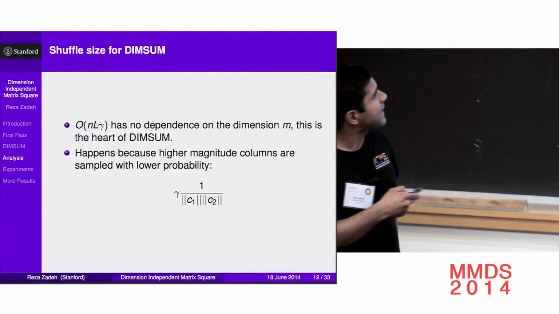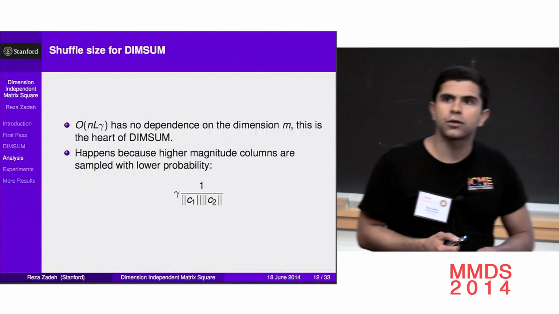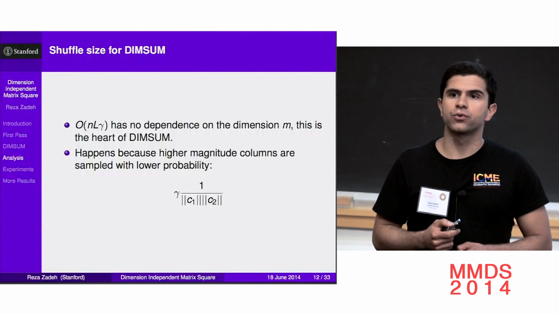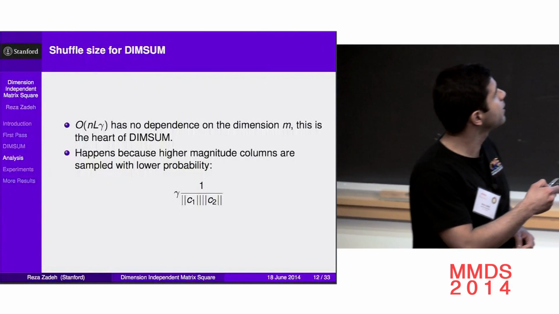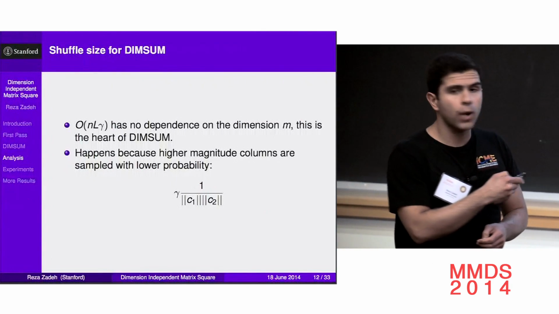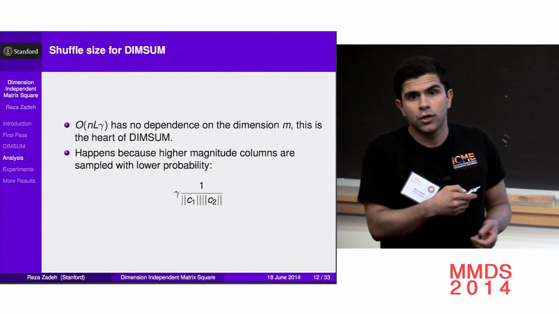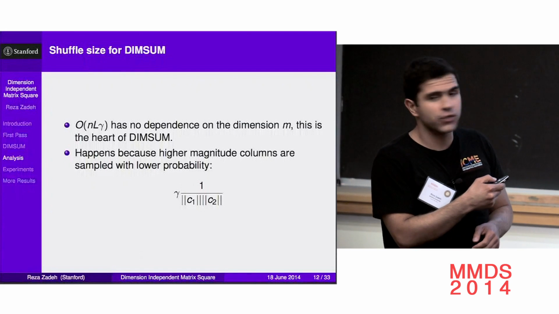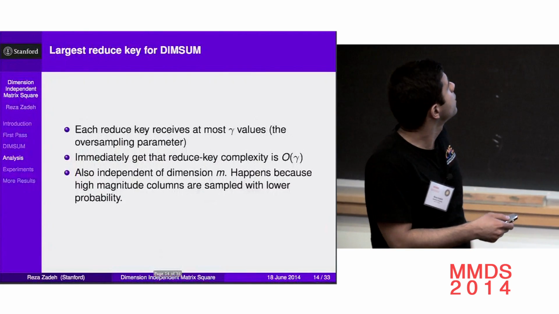So the fact that neither the shuffle size nor the largest reduced key depends on m is because we're taking those columns that are appearing very often and penalizing them. So this should make you suspicious that things might not concentrate, and that's why we have the concentration proofs.